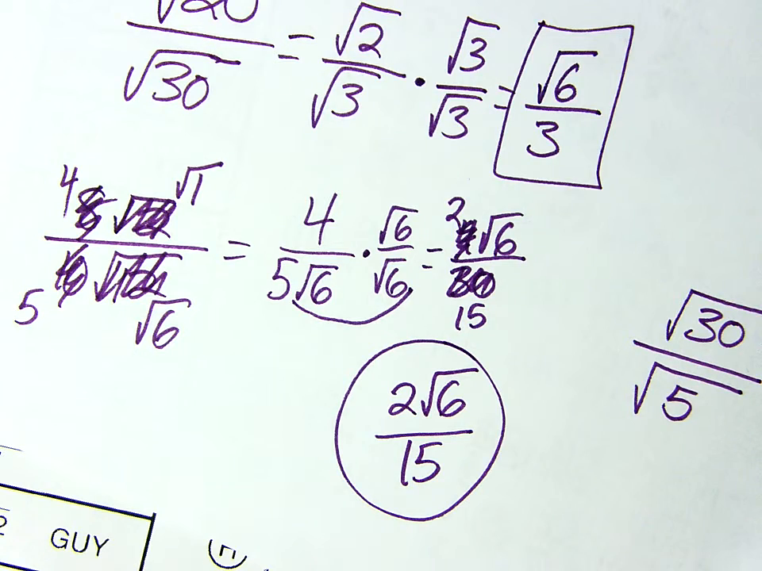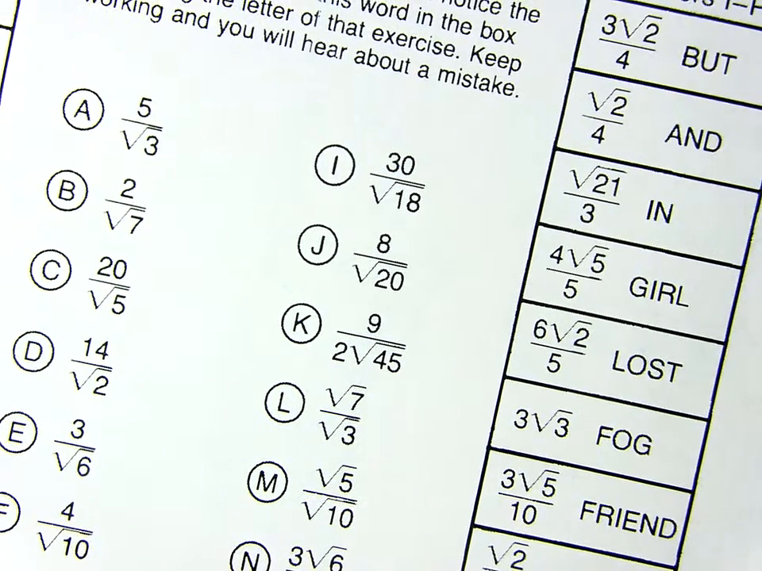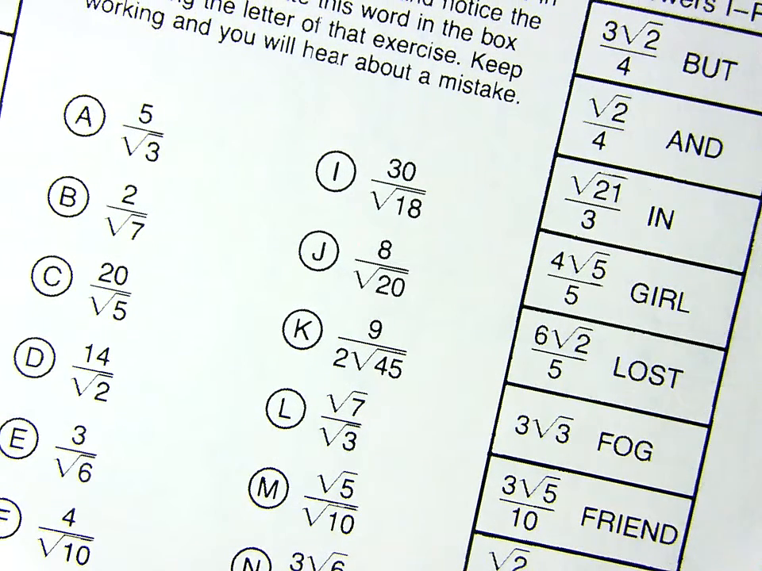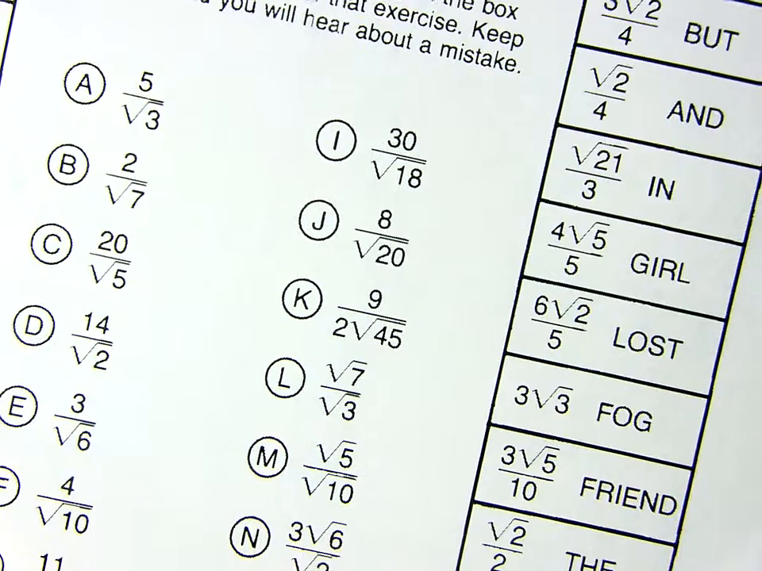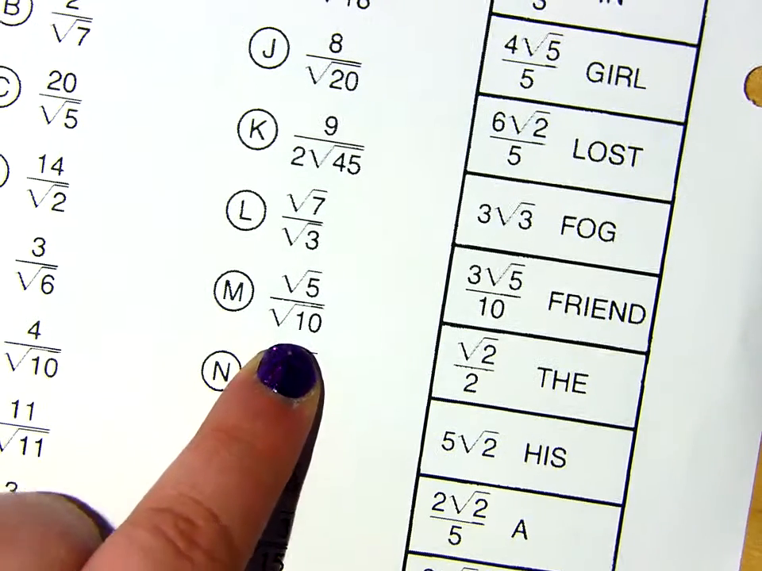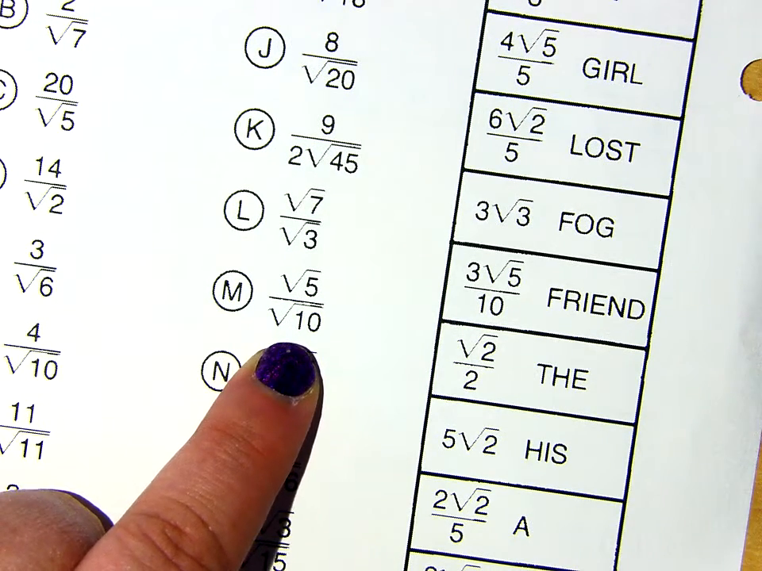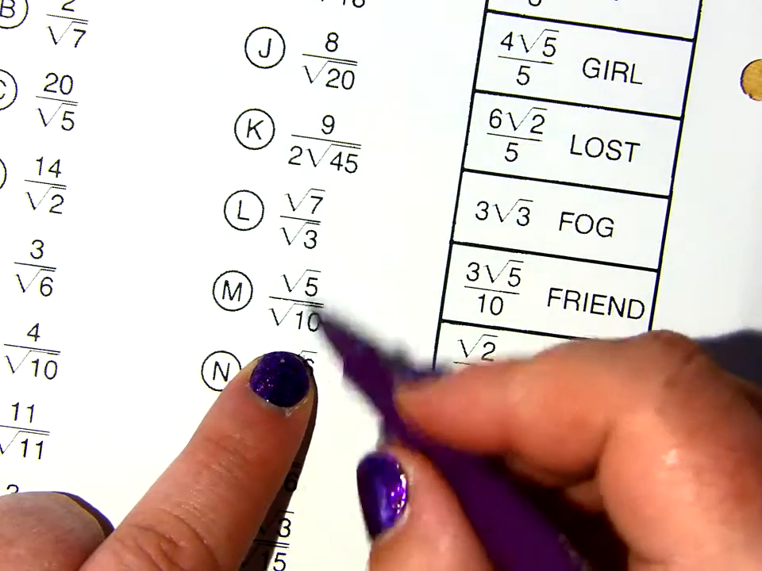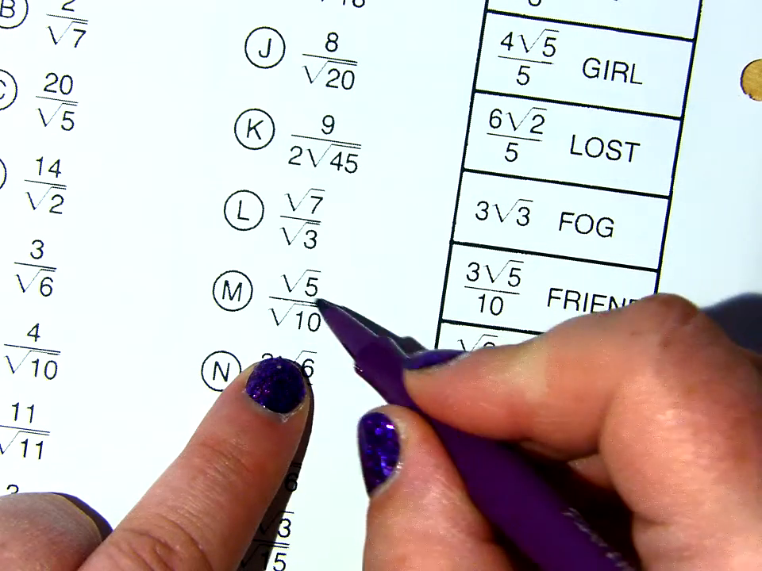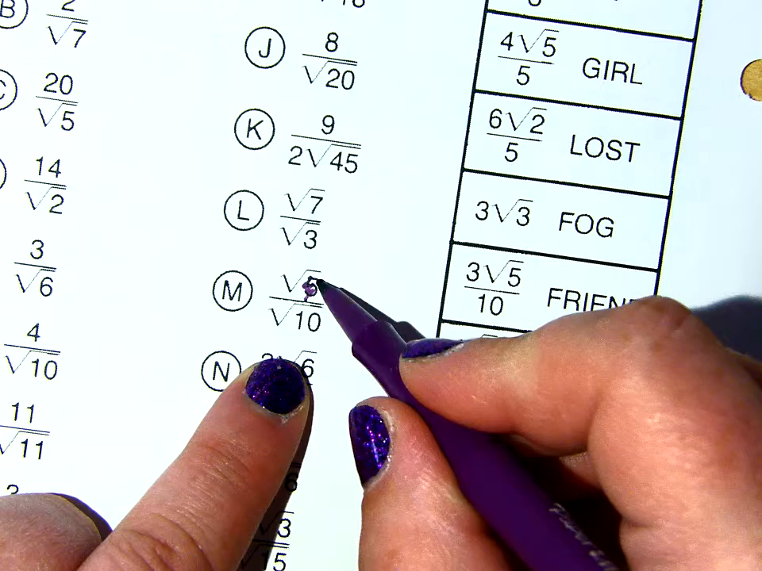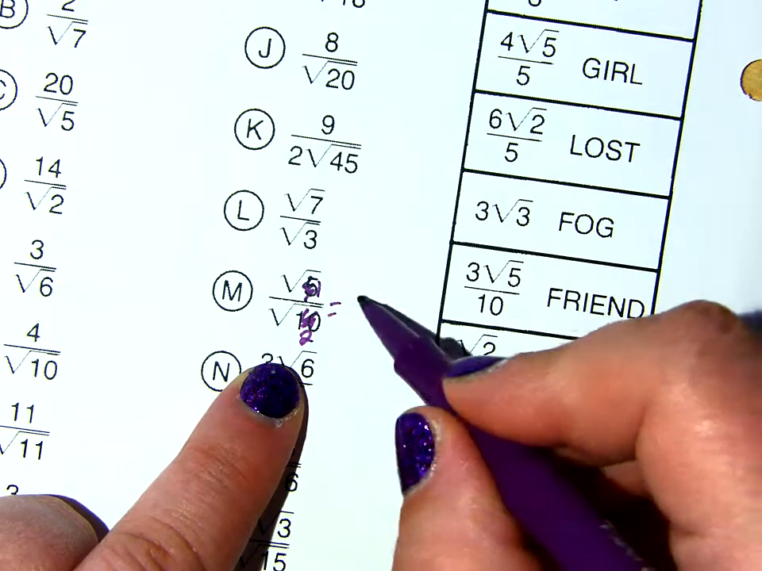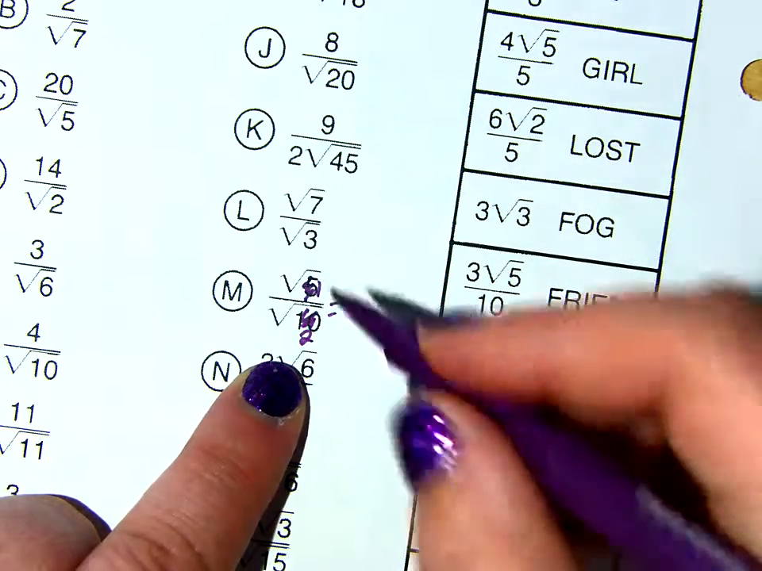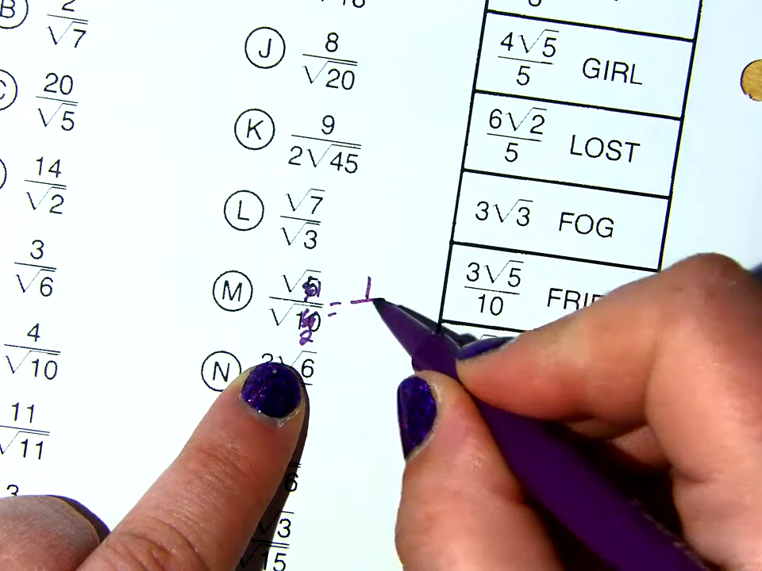So if I'm just glancing at this puzzle here, some of the things you're going to do to make your life easier, like I'm just drawn to letter M real quick. What are you going to do first? Yeah, you can reduce the 5 and the 10 because they're both under a square root. So wouldn't that just become 1? They're both still under square roots though. So the square root of 1 is just 1.